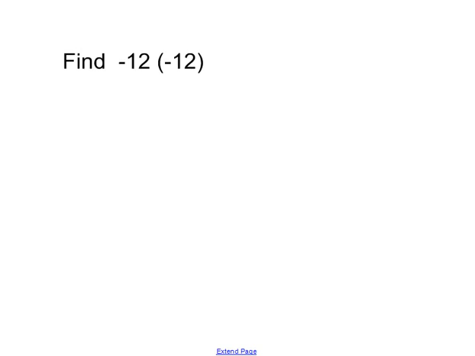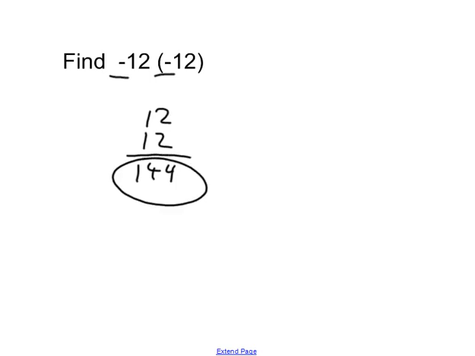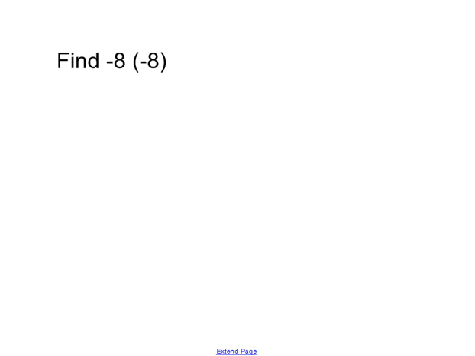Negative 12 times negative 12, the signs are the same, so I do 12 times 12, which is 144. The signs are the same, so it must be positive 144. Negative 8 times negative 8, 8 times 8 is 64. They're both negative, so it becomes a plus 64, a positive 64.